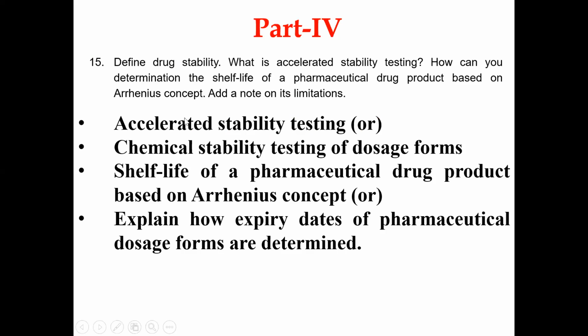It is also called chemical stability testing of dosage forms. They can also call it shelf life of a pharmaceutical dosage form or drug product, how we are able to determine it. They can also ask how to determine the expiry date. So why is there a single answer for all these questions?